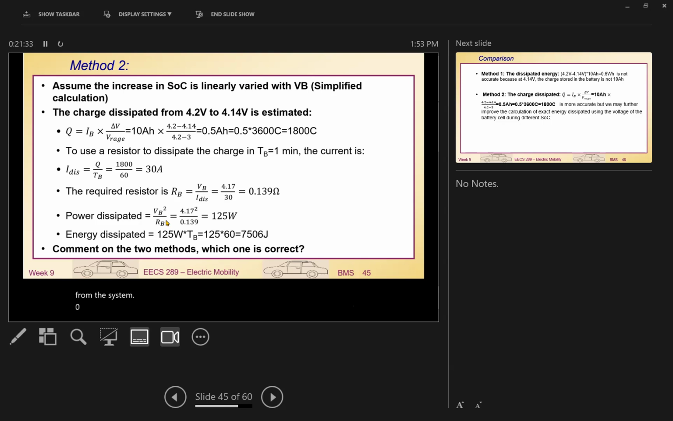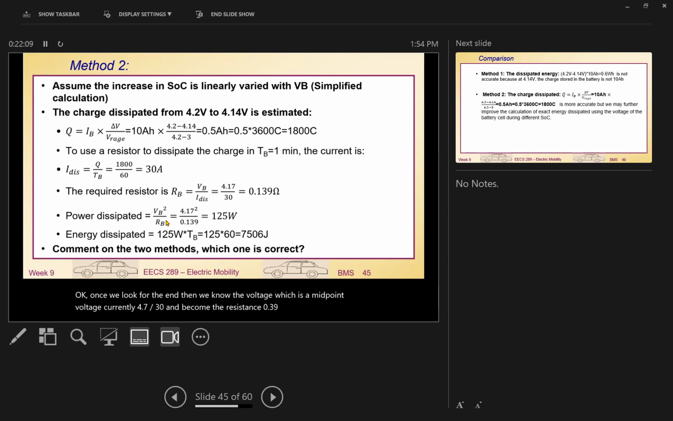0.5 AH, then we multiply by 3,600 seconds, and it becomes 1,800 coulomb. So the system will try to remove 1,800 coulomb from the battery within 60 seconds. So the current will be 30 amp. Once we know 30 amp, then we know the voltage. It's a midpoint voltage. Calculate 4.17 divided by 30 amp, and the resistance becomes 0.139 ohm.